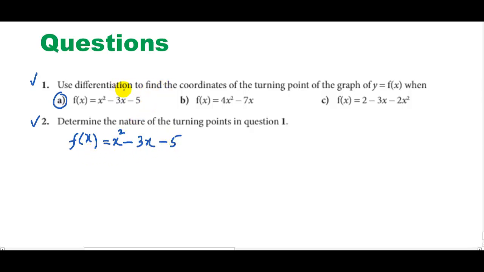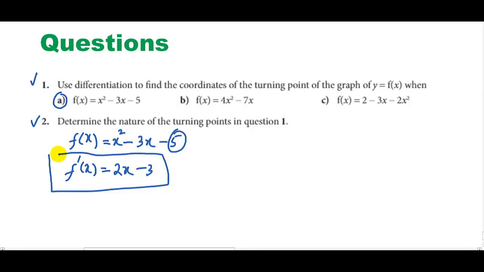What I have to do is differentiate first. Find the derivative first. Bring the power down, 2x. Then it becomes minus 3, and the derivative of 5 is 0. So this is our derivative. We have found the derivative.